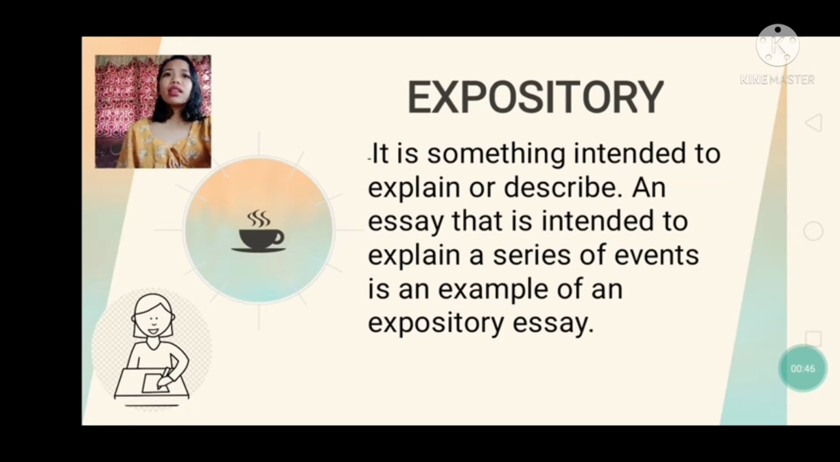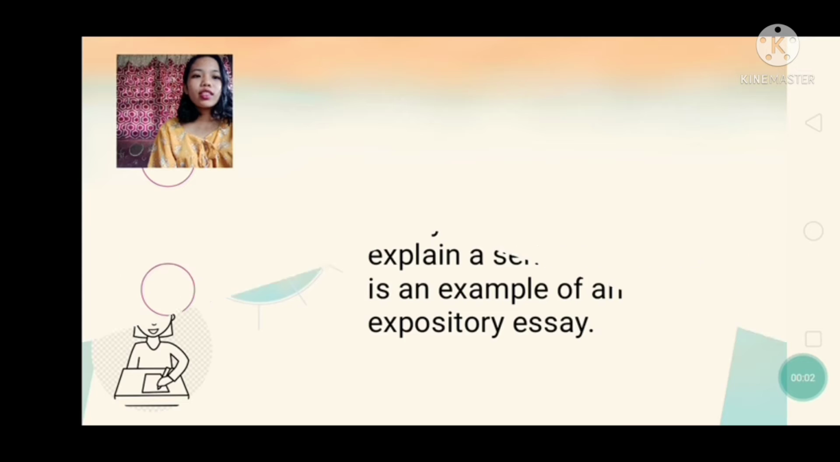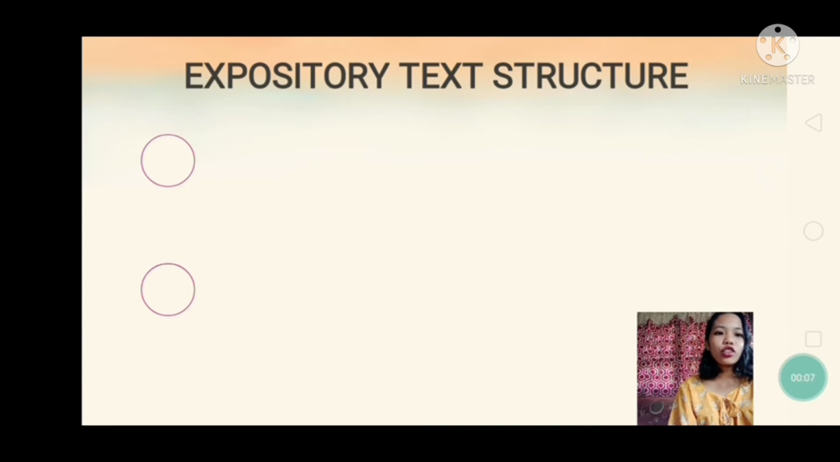So expository texts involve identifying the main idea, major ideas, and supporting details, and could be a good criterion to rank students' academic reading achievement. That is why we need to identify expository structures. And now let's proceed to the expository text structures.